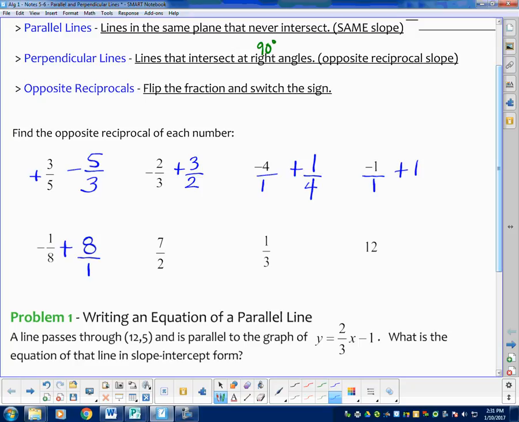Okay, positive 7/2 becomes what? Negative 2/7. Yep. Positive 1/3 becomes what? Negative 3. Yep. And how about 12? Negative 1/12. Remember, we've got to put it over 1 before we flip it, so it's 1/12, not 1/2.